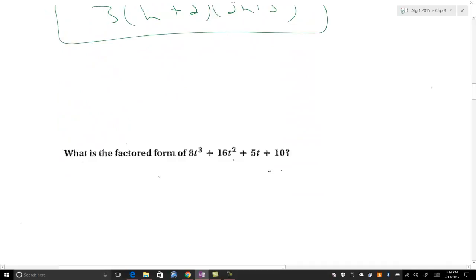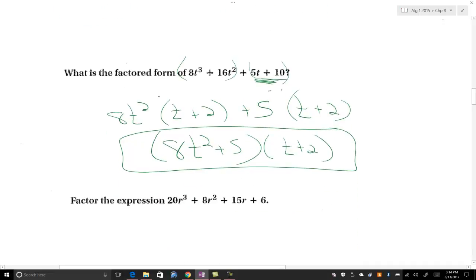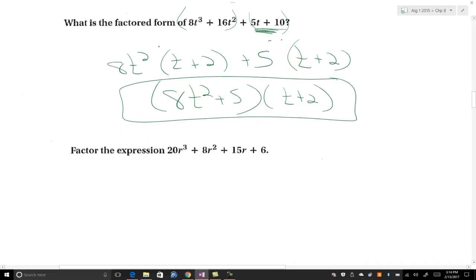Okay, what is the factored form? So again, you're going to take it right the way it is. All right, so we got 8t squared, dividing those out. So we got our t plus 2. We want t plus 2 again. So 5 and 10, 5 it is. So 8t squared plus 5. My GCFs go together, t plus 2. And we get our final answer. You guys have done these, so hopefully this isn't too quick for that.